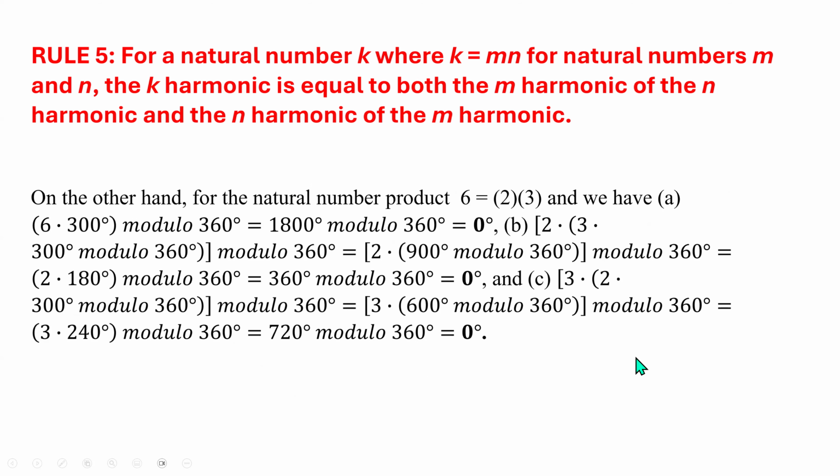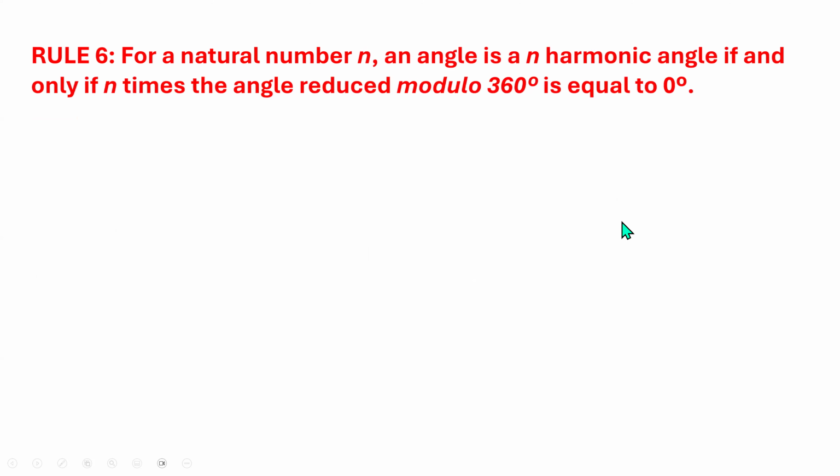On the other hand, if we look at a natural number product like 6 equal to 2 times 3, I could find the 6 harmonic all at once. I get back 0 degrees. I could find the 3 harmonic first, followed by the 2 harmonic. When I reduce this all modulo 360 degrees, I get back 0 degrees. Or if I find the 2 harmonic first, followed by the 3 harmonic, again, it's all going to simplify back to 0 degrees. So this rule will hold for all natural number harmonics, which is good because that is going to be what we're dealing with most of the time.